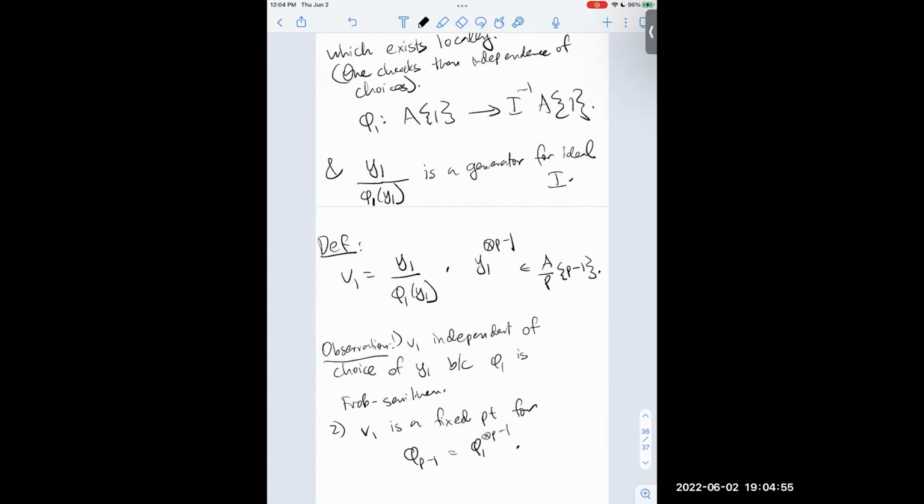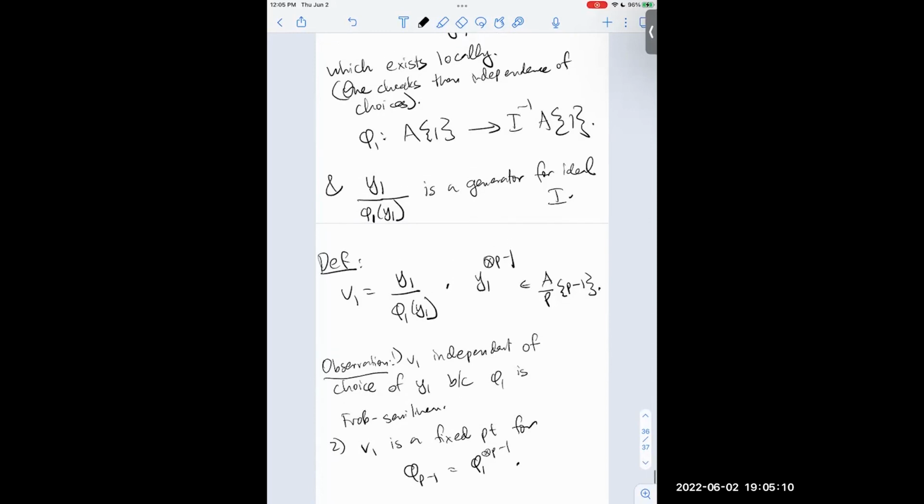So for any transversal prism (A, I), this is naturally going to produce an element of A mod p, or A twisted by p minus 1 mod p, which is a fixed point of the p minus first divided Frobenius. And it depends on this choice of Y1, which we can do Zariski locally, but if you rescale Y1, you'll get the same answer. So it will sort of exist globally.